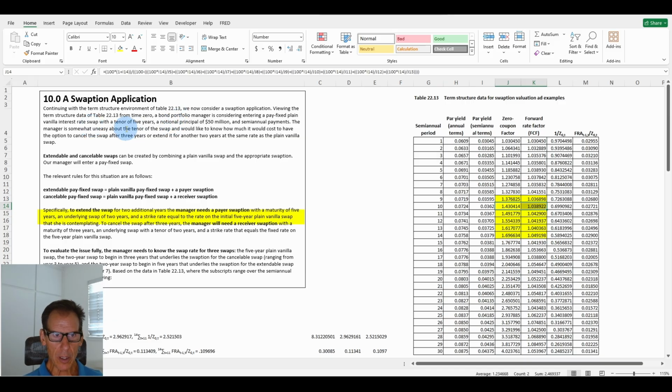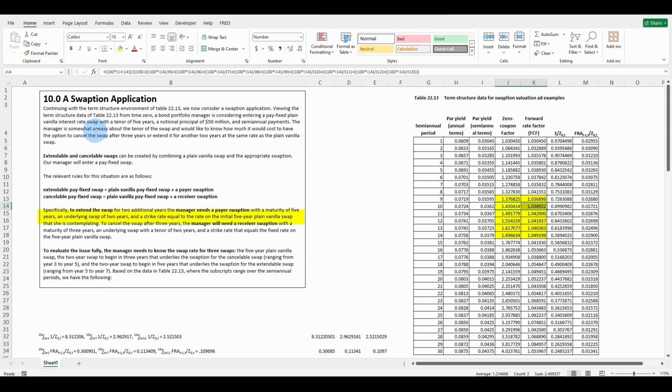Viewing the term structure data over here on the right from time zero, a bond portfolio manager considers entering a pay fixed plain vanilla interest rate swap with a tenor of 5 years, a notional principal of $50 million, and semi-annual payments, similar to what we were discussing earlier, but we're going to extend and cancel swaps. That's the purpose of this final tutorial.